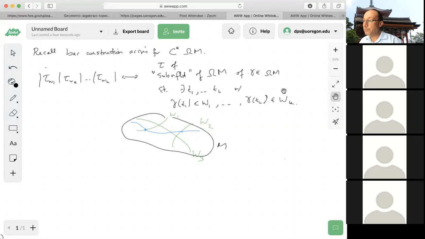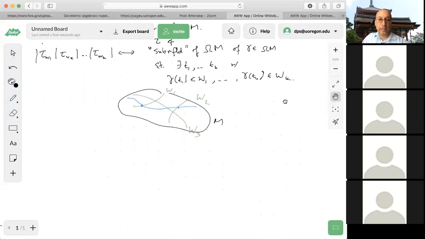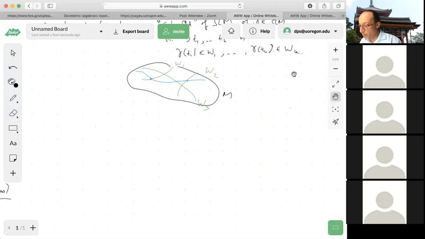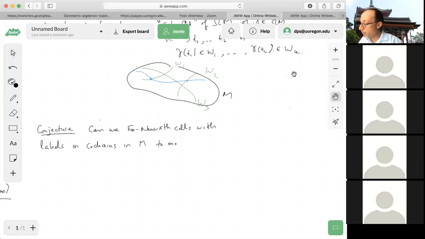So let me state it as a conjecture that these Fox-Neuwirth ideas translate there. I'm sure somebody has likely followed through on this, but I don't know a reference that would give this explicitly. The conjecture is that we can use Fox-Neuwirth cells with labels in cochains or submanifolds in M to model the cochains on the iterated loops of M.